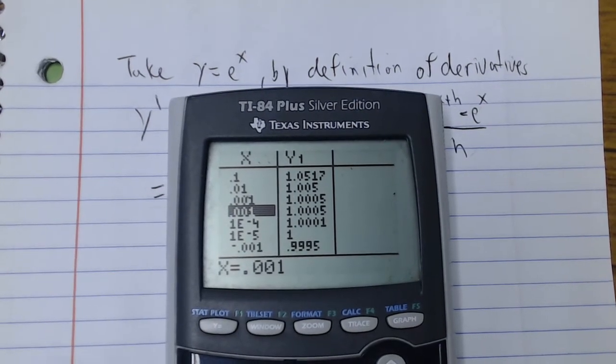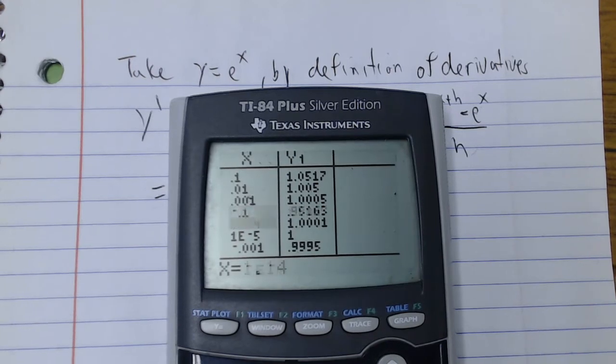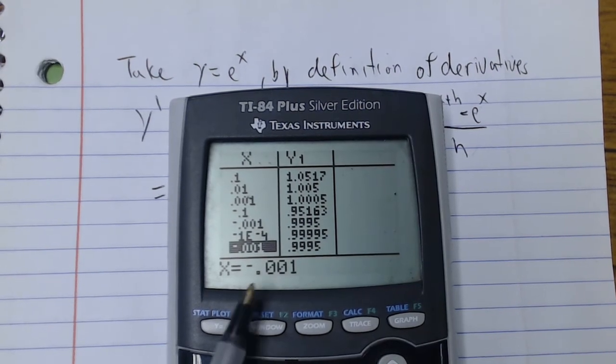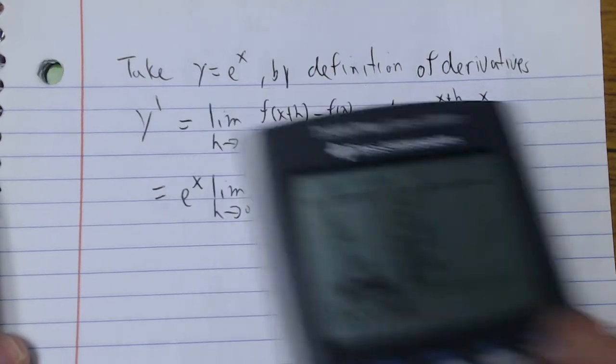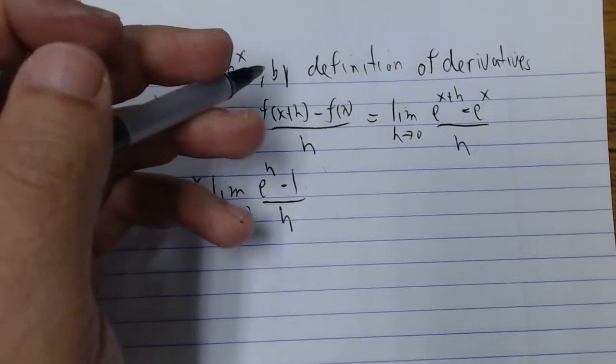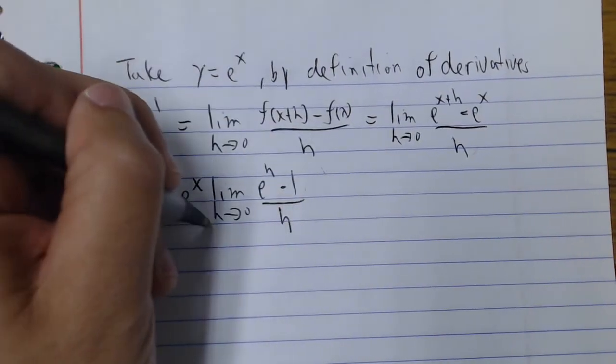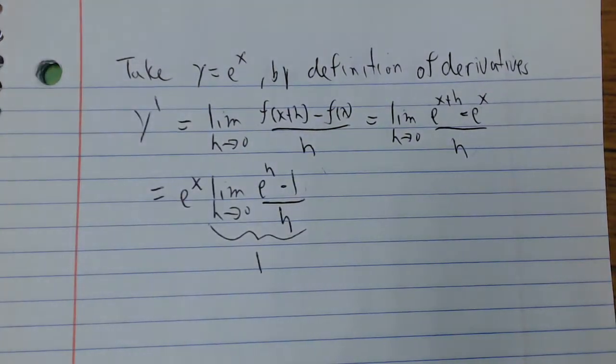Now let's try it from the left side. Negative 0.1, I get 0.95. Negative 0.001, I get 0.995. So we could start seeing that it gets closer and closer to 1. So what's the good news here? This basically becomes 1 through a table.